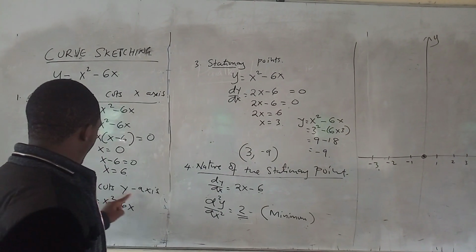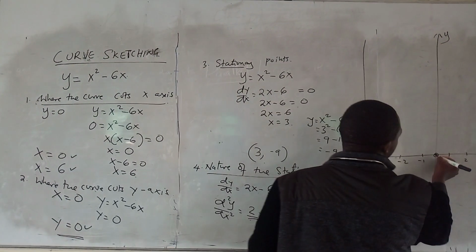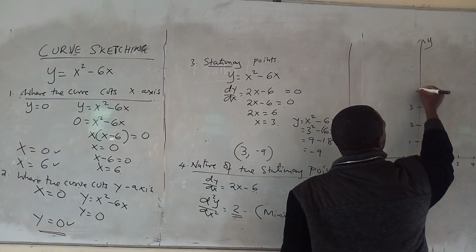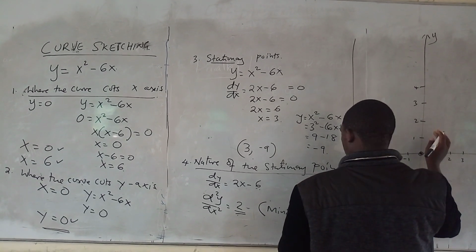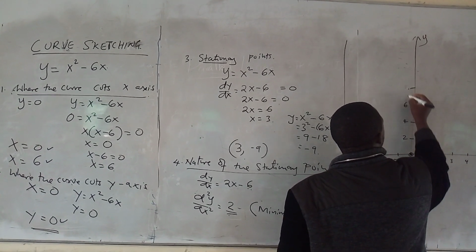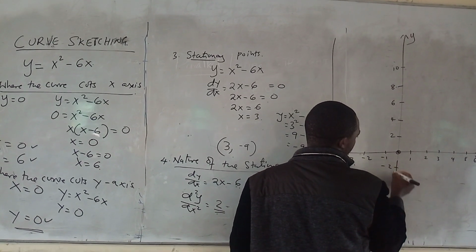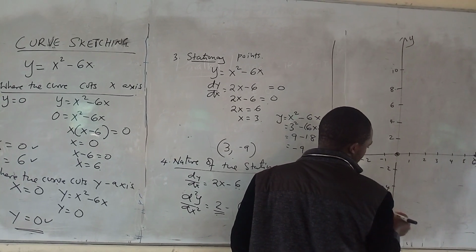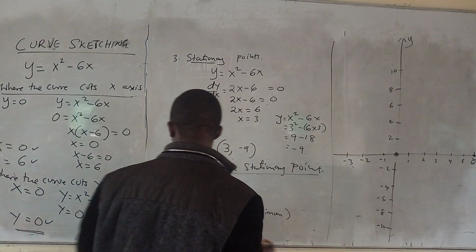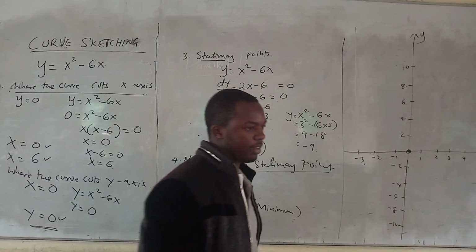Then I go where the curve cuts the y-axis. You can see y must be 0. So this is 0 for y. This is maybe 1, 2, 3, 4. Okay, let me use a different scale here. Maybe 2, 4, 6, 8, 10. And this is going to be -2, -4, -6, -8, -10. So it is cutting the y-axis where y is 0. So this is still the point where it is cutting the y-axis.